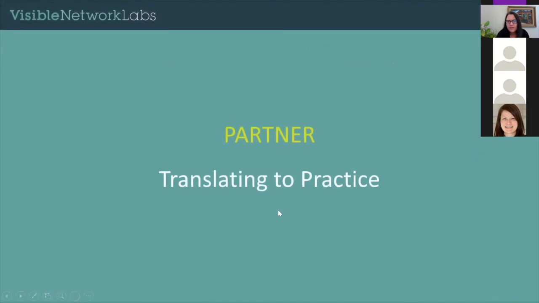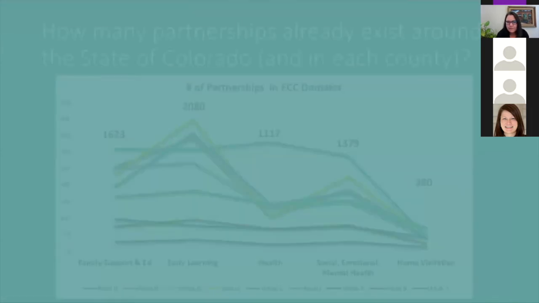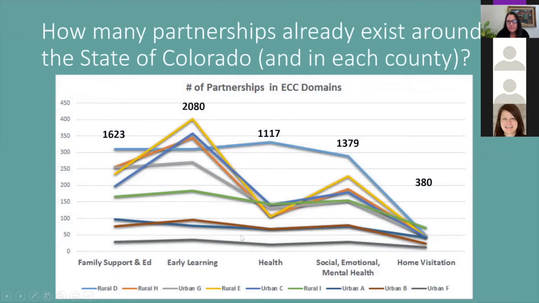Whoops, I don't want to spend too much time right here, but what you'll recall is that what we were looking for is what's happening in home visitation. So what we found in these early childhood networks is that early learning was where most of the activity was happening. So these are the number of overall partnerships, right? And then we had some other areas.